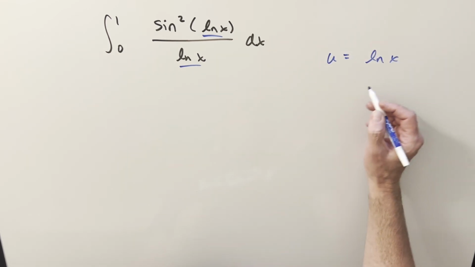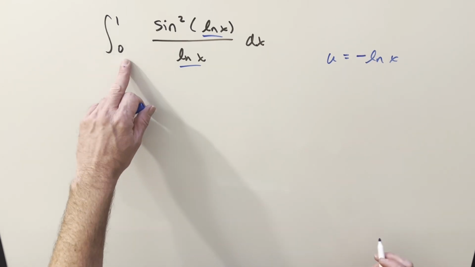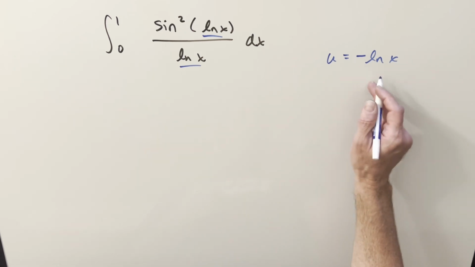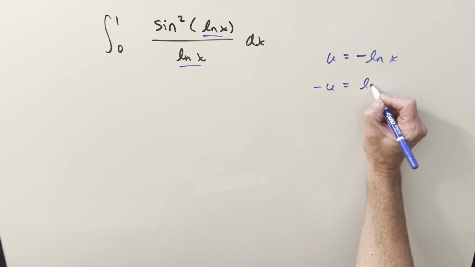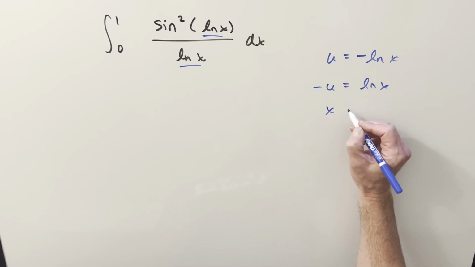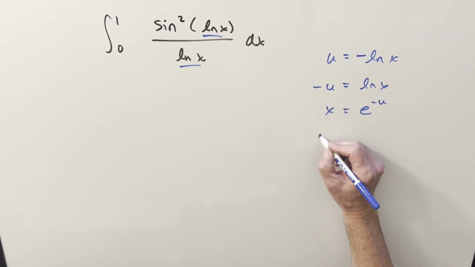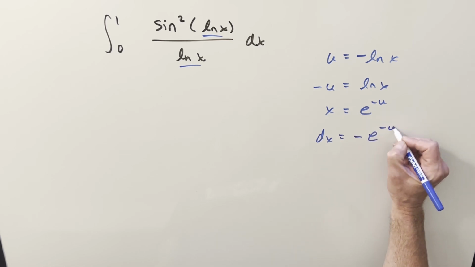But instead of just doing this, let's put a minus sign on it. That way our bound won't go to minus infinity, it'll go to infinity. So let's use that, and then let's actually solve for x. If we have minus u equals ln x, isolating x, we get x equals e to the minus u. Taking a derivative, dx is going to be minus e to the minus u.